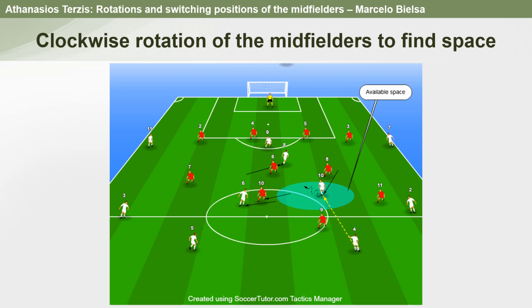As number 6 makes this opening up movement away from the ball, number 10 of the red team follows him, and available space is created lower on the field for the attacking midfielder number 10 to receive.